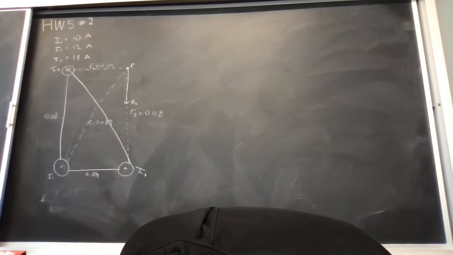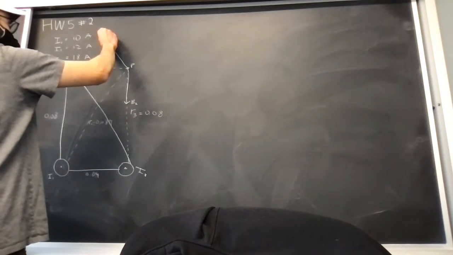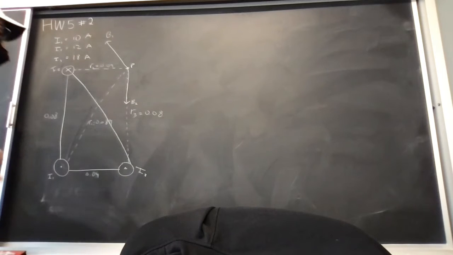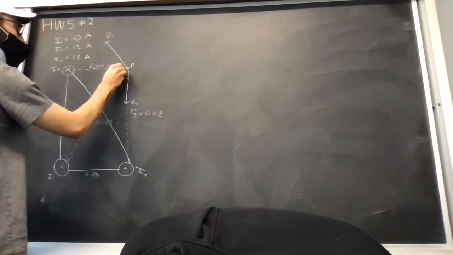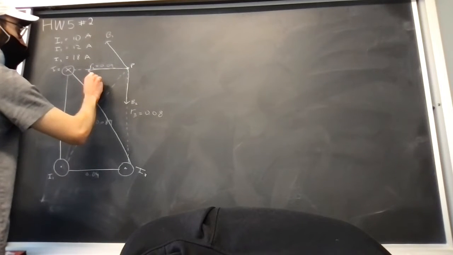Next, we can look at I1, same thing. Our thumb's coming out of the page, fingers are curling up, still perpendicular, so we know that we have a B1 pointing this way. And then lastly, with I3, again, thumb pointing out, fingers are curling westward or left. So it's going to be like this. Let's call it B3.